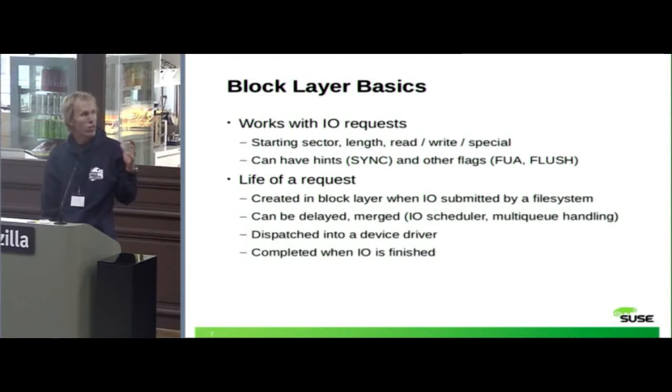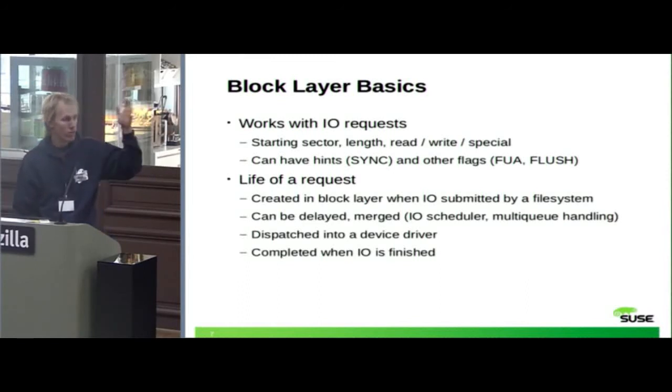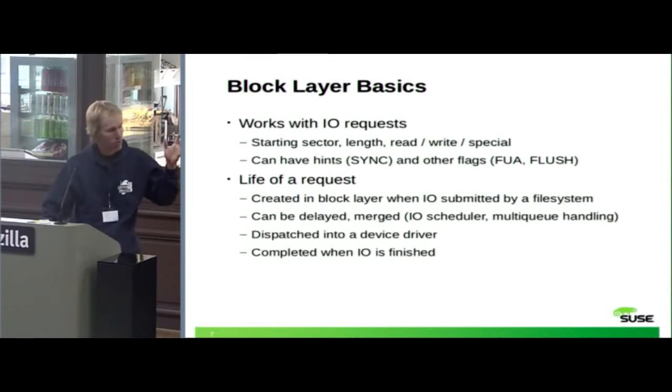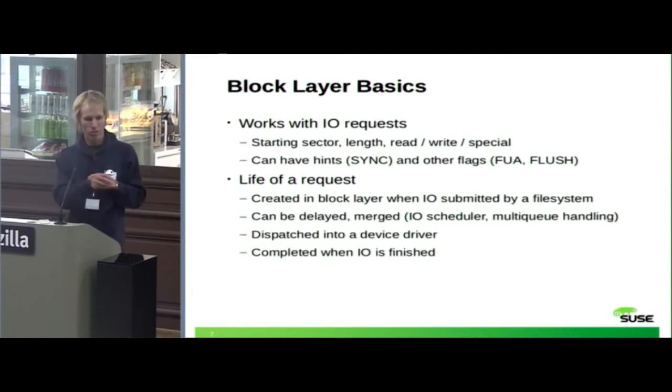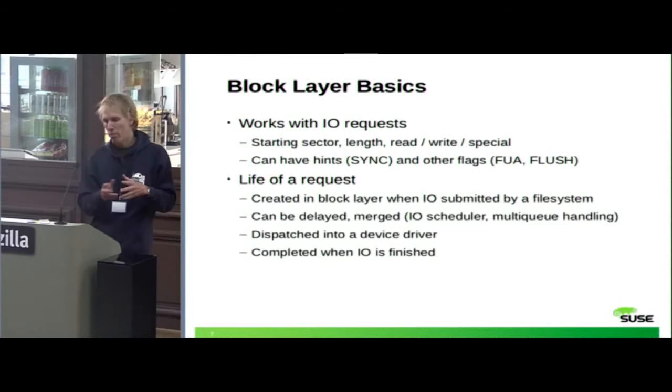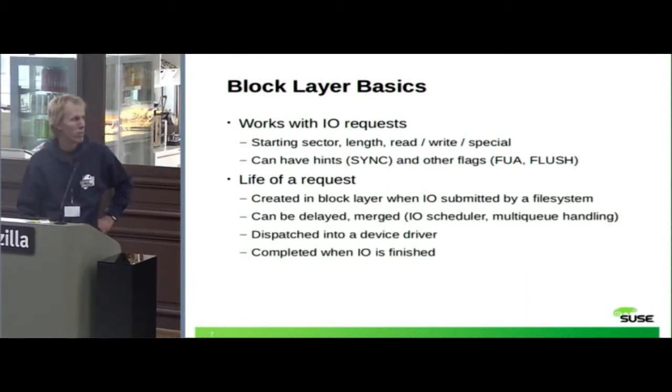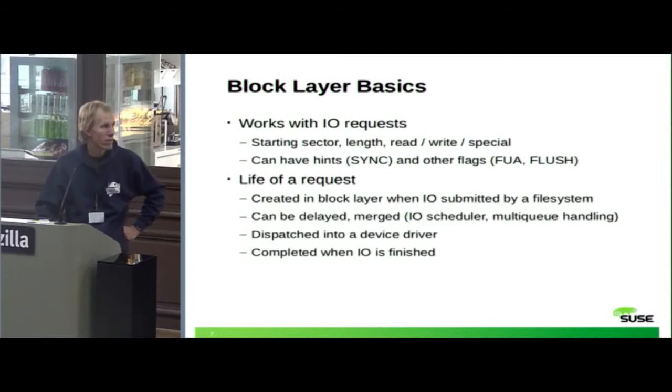So each IO request goes through several phases. It's created in the block layer when the file system requests some data or sends some data to write. Then it goes into the IO scheduler, where the IO scheduler decides, you know, this request can wait, this request should go to the driver. It can be merged with other IO requests because they are actually consecutive, and its advantage is to merge them into one larger IO request.